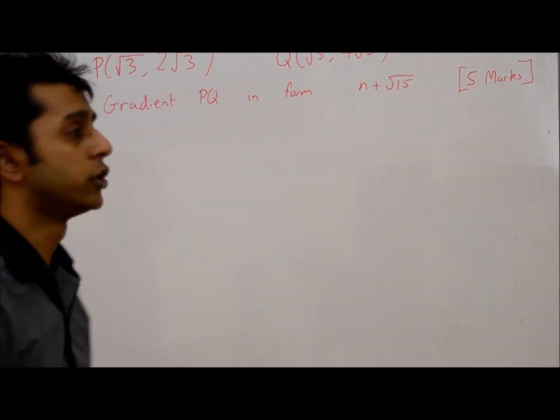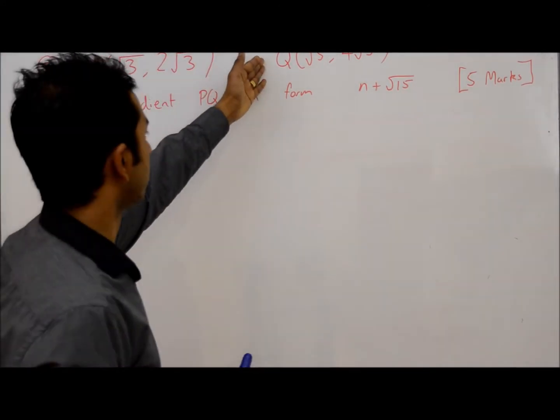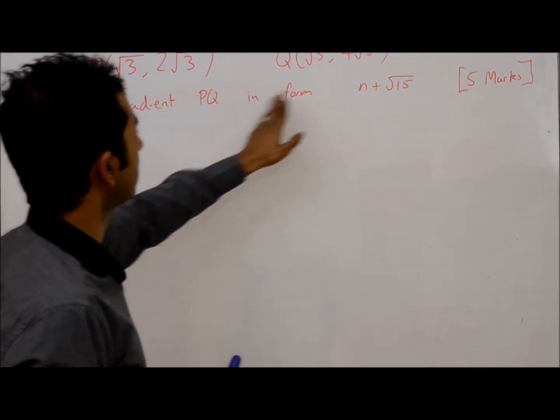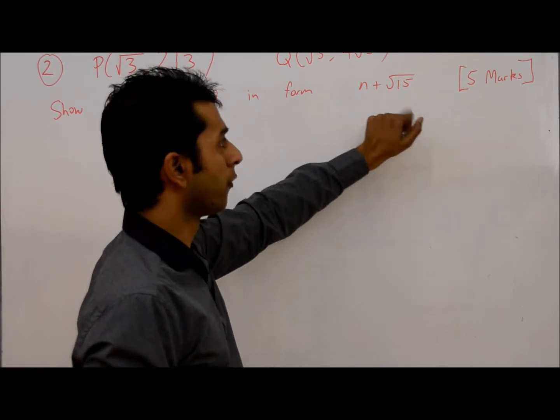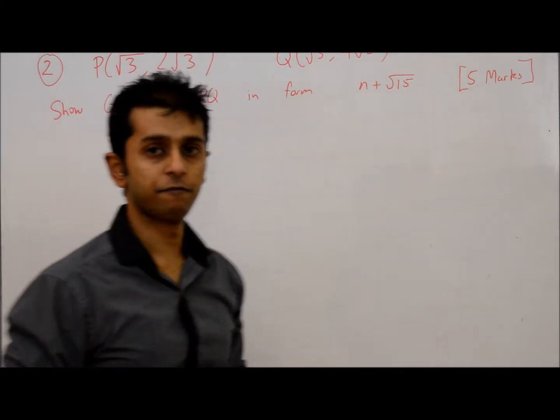A look at question number 2 here. We have the coordinates of P and the coordinates of Q, and we need to give the gradient in the form n plus the square root of 15. We need to give it in that form, and this is worth 5 marks.